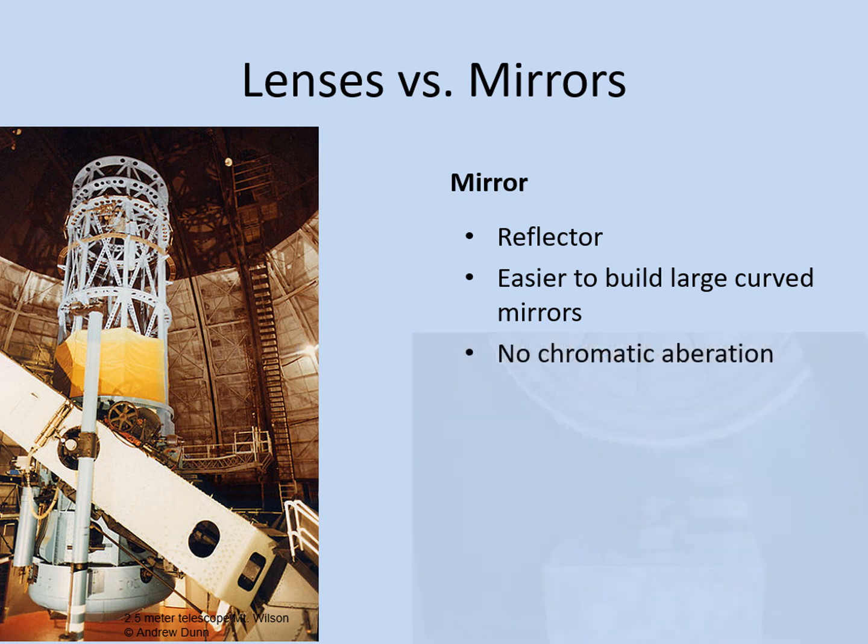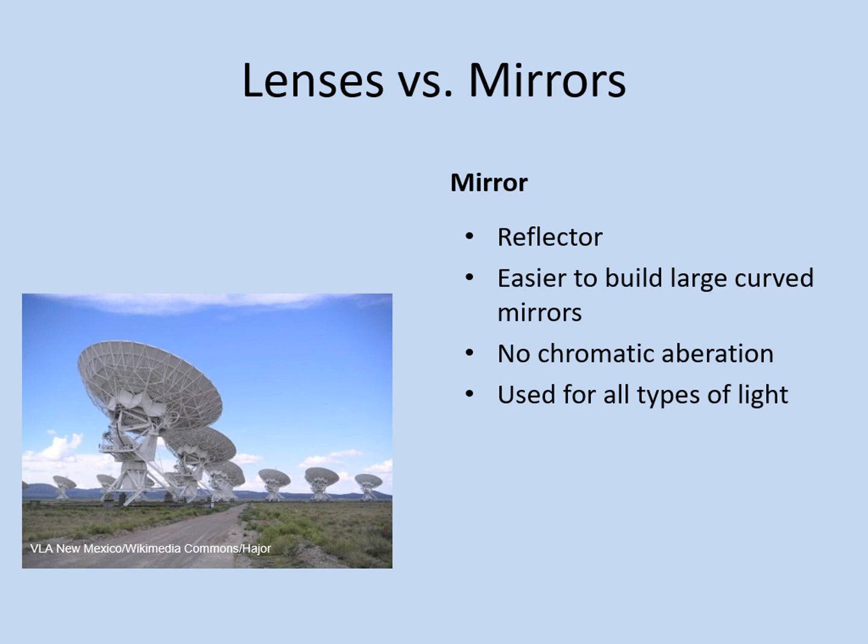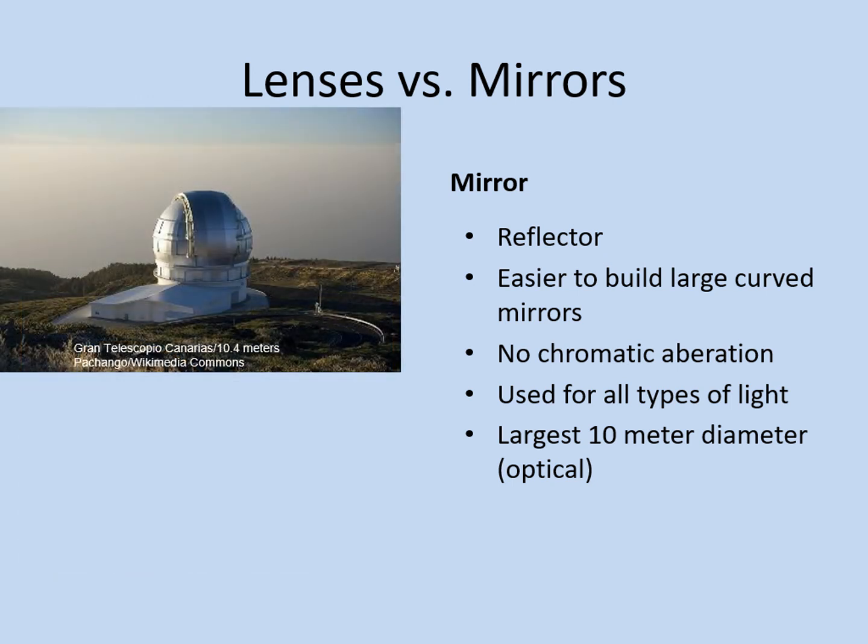Mirrors don't suffer from chromatic aberration. All wavelengths are reflected the same way. Also, they can be used for any kind of light, not just visible light. These radio telescopes are also just big mirrors. The largest optical telescopes have a diameter of about 10 meters, 10 times the size of the largest refractors. There are several that are close to the same size, including this one in the Canary Islands. The largest radio astronomy dish is 30 times the diameter of the largest optical telescope.